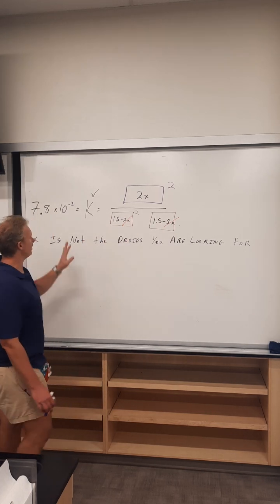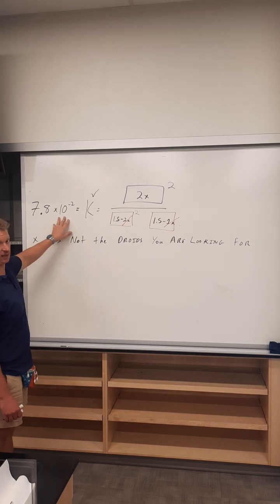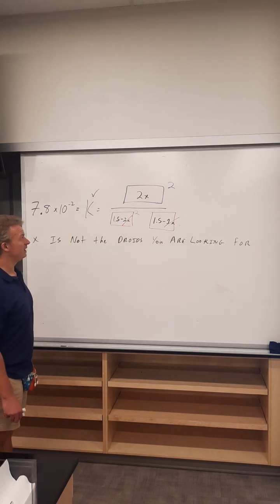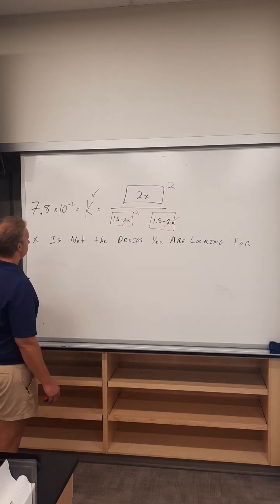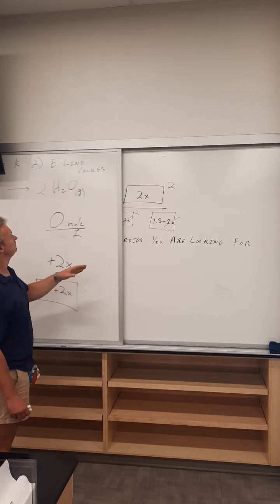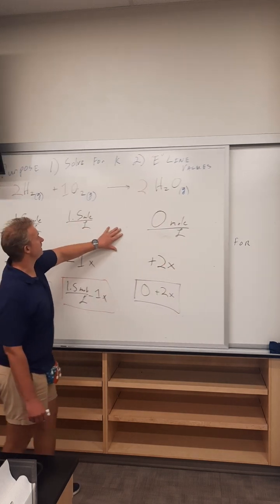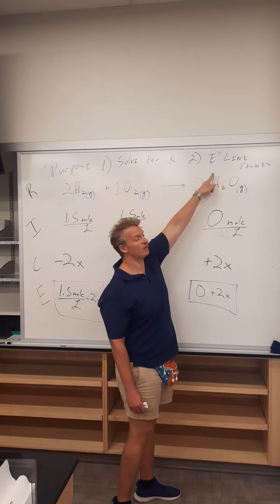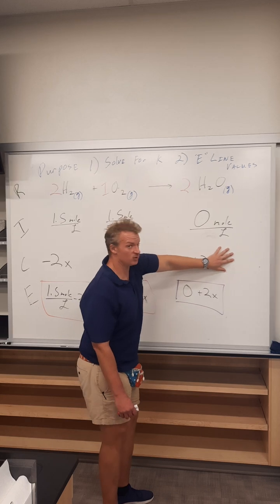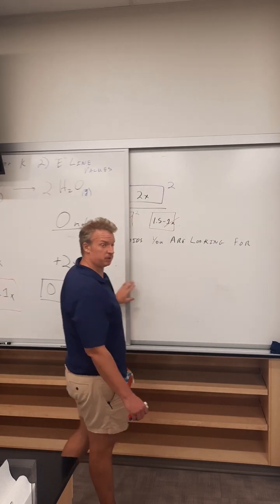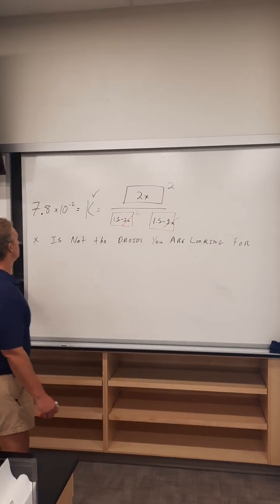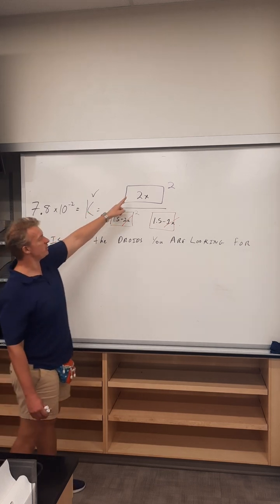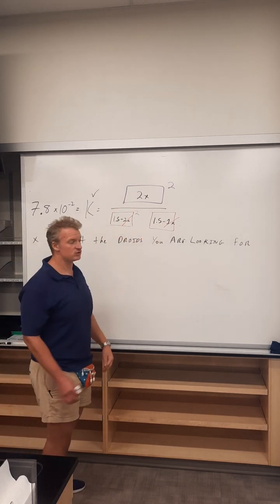Now, if you are given the value for K, you're probably not going to be asked to solve for it because you're given it. You're going to be asked to solve for the E lines, the equilibrium concentrations. So we plug in what we're looking for. If we know the value of K, and we know these terms in here, we can solve for this.